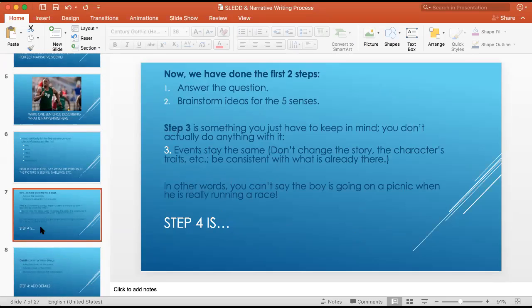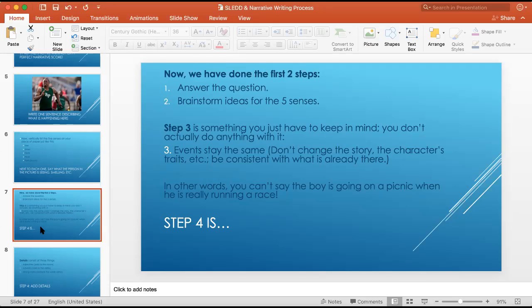Step three is something you just have to keep in mind. It's not something you actually have to do anything with, and that is events stay the same. In other words, you can't change the story at this point. The character traits have to be consistent with what's already there. The storyline has to be consistent with what's already there. You can't say the boy's going on a picnic when he's really running a race.